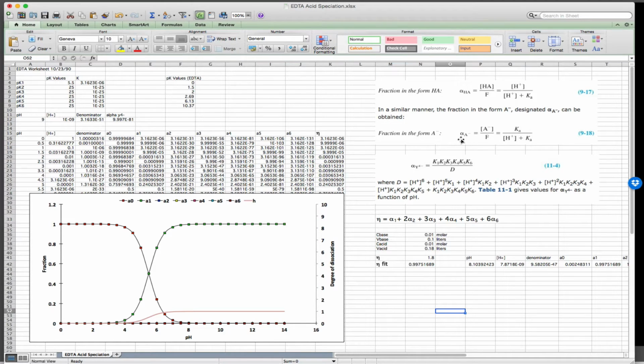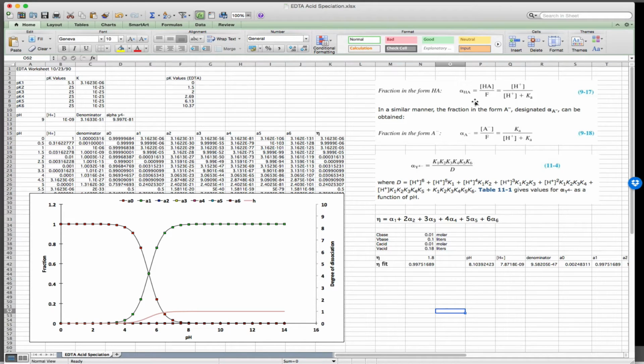Okay, the degree of dissociation, or the fraction of the base, is A minus over the formal concentration, and that turns out to be Ka over H plus plus Ka. And again, that's equation 19-18. But you can expand this from a simple monoprotic system to a polyprotic system, diprotic, triprotic, etc.